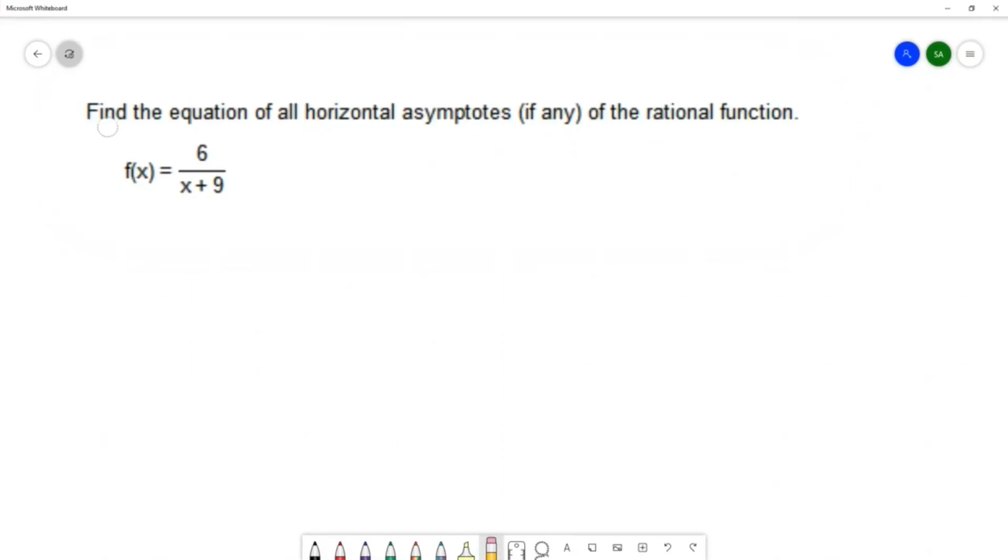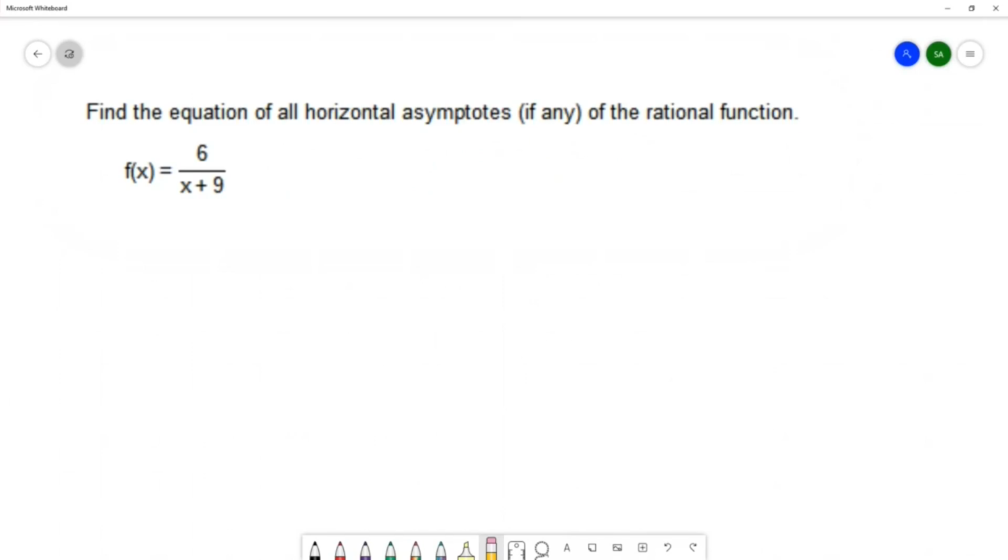For this question, we want to find the equation of all horizontal asymptotes, if any, of the rational function. We're working with the function f of x equals 6 over x plus 9. Now, the actual math or calculation involved in finding horizontal asymptotes involves calculus.